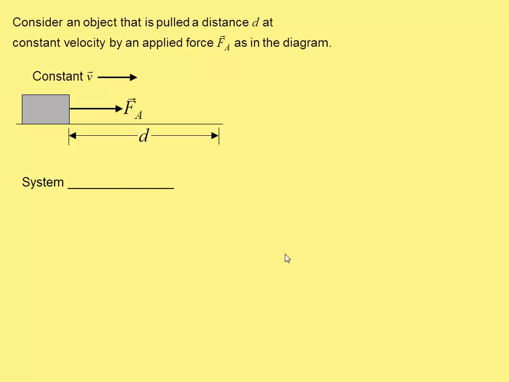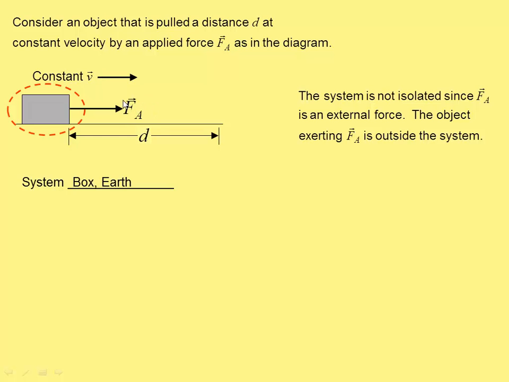First thing we have to do is to define our system. So let's put the box and the earth in the system. Now, is that an isolated system, meaning no external forces? Hopefully you see that this is not an isolated system, because this applied force, which in our diagram clearly pierces our system boundary, it's very visual, right, is in fact exerted by something that is outside of the system.